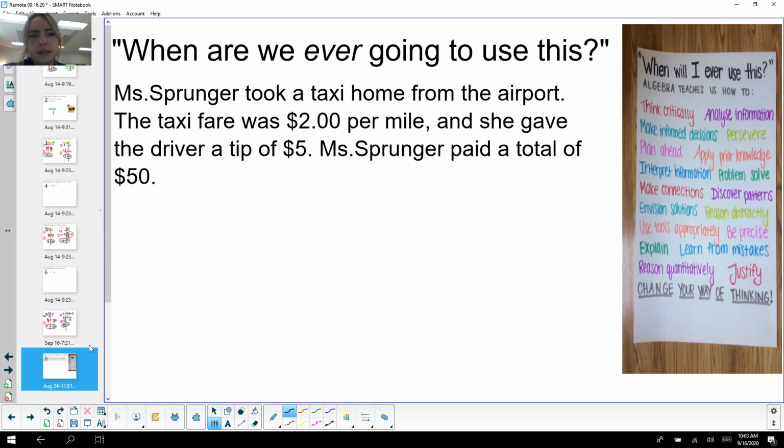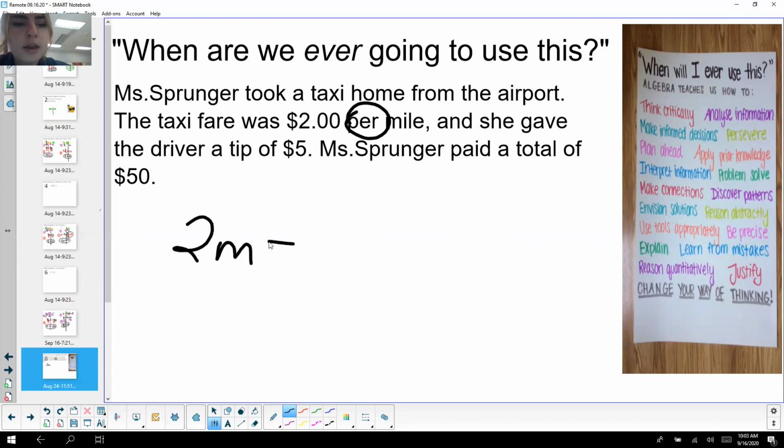So I wrote you guys an example of some situation where I could be using this type of math. So again, you guys don't need to solve this. I just want to show you what we're learning. So this says, Miss Sprunger took a taxi home from the airport. The taxi fare was $2 per mile. So $2 per, whenever you see per in a word problem, that typically means multiplication. So $2 per mile. And again, I just want you guys to watch this for right now.